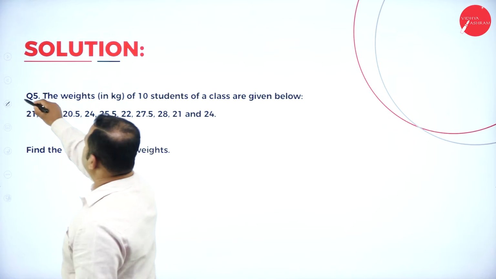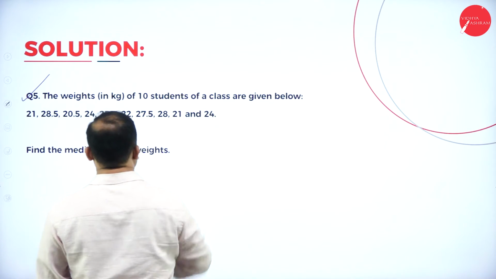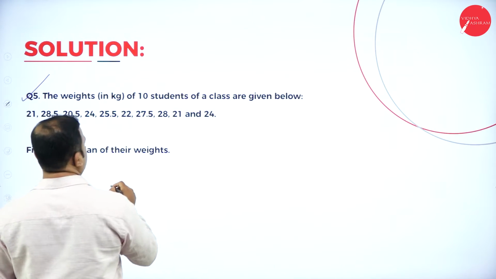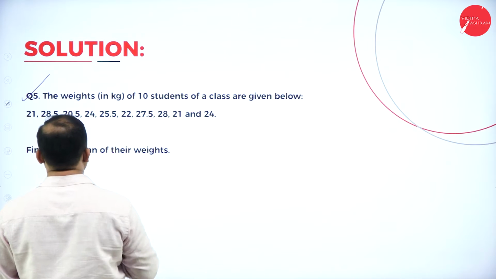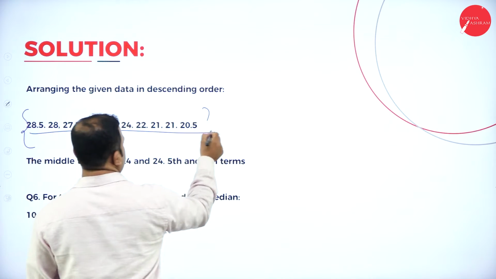So let me consider the 5th question. The weights in kg of 10 students of a class are given below. If I rearrange them in the increasing order, I'll get the weights like this, in either decreasing or increasing order.